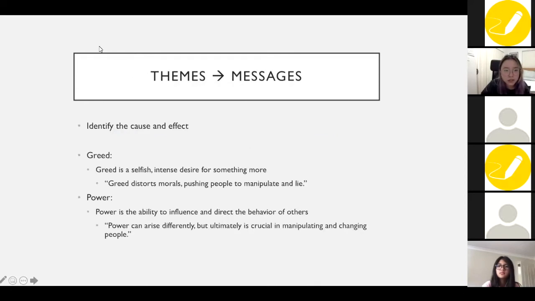All right, so we want some sort of cause and effect. So identify the cause and effect. So let's first define what greed and power are. Okay, so greed is a selfish, intense desire for something more. Right? Something is a very general word. Something can be anything, right?